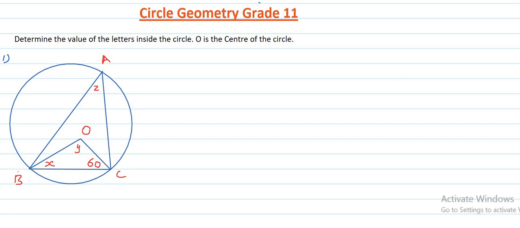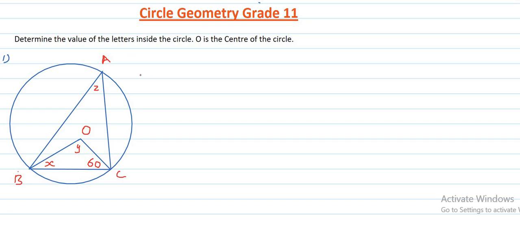The questions are as follows. Determine the value of the letters inside the circle, where O is the center of the circle. So meaning every time you see O, just know that that's the center of the circle. Question number 1, we are given a circle with points A, B, C on the circumference and angle BOC is 60. So we need to calculate the value of X, Y, and Z.